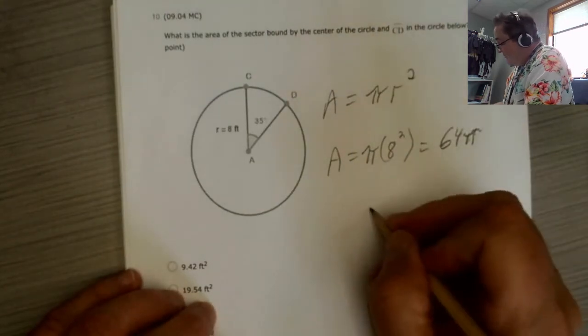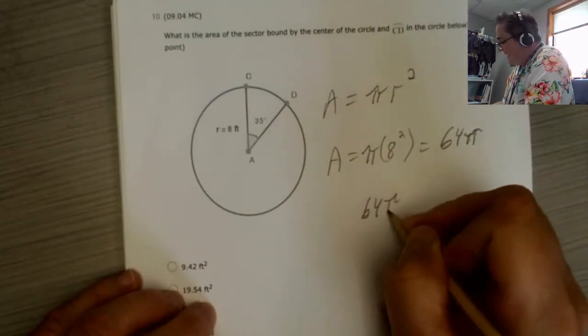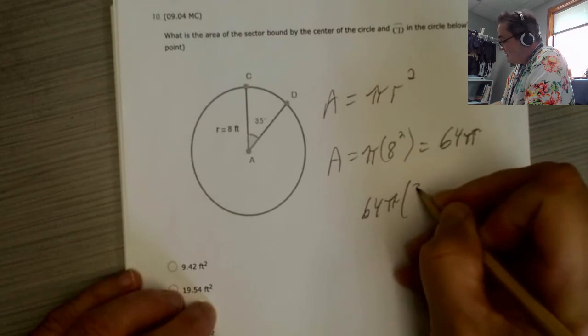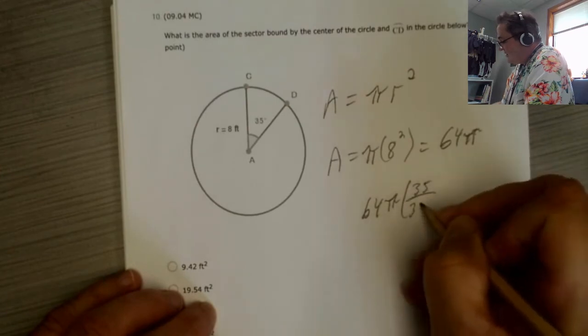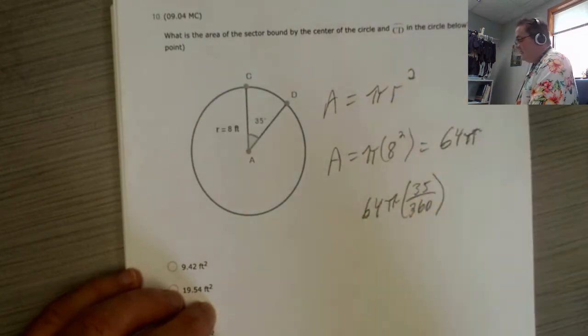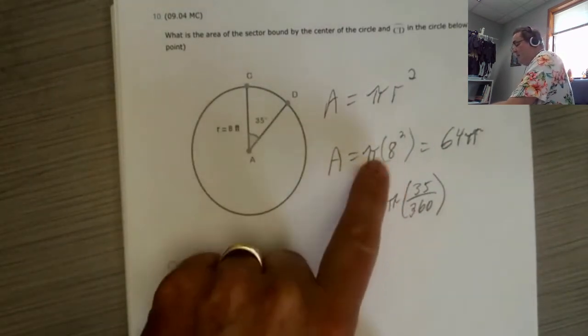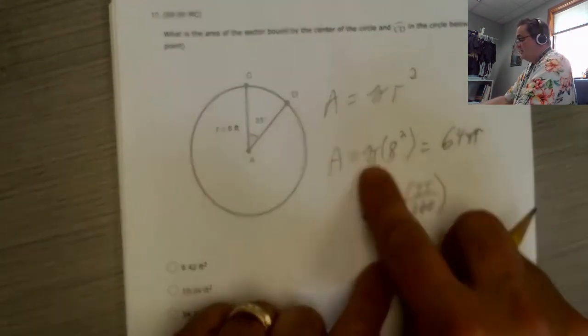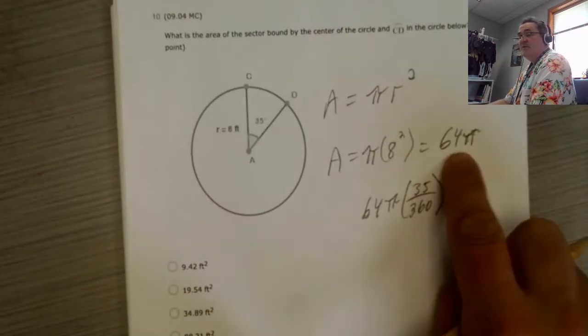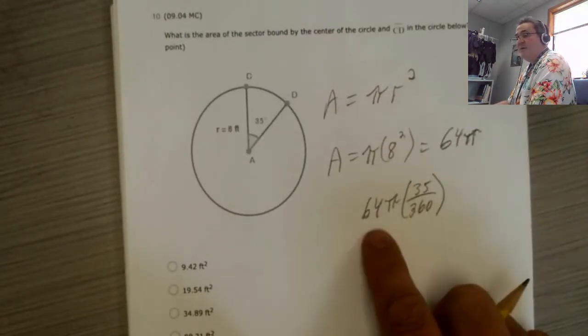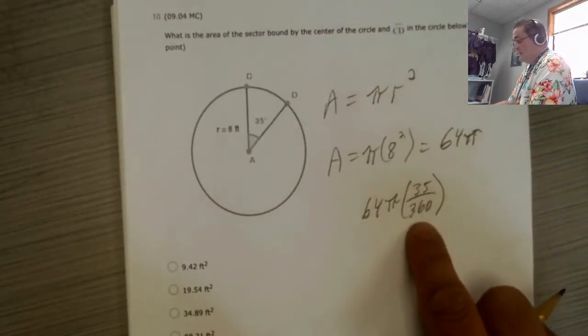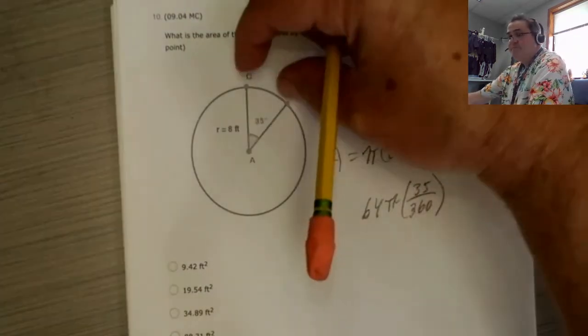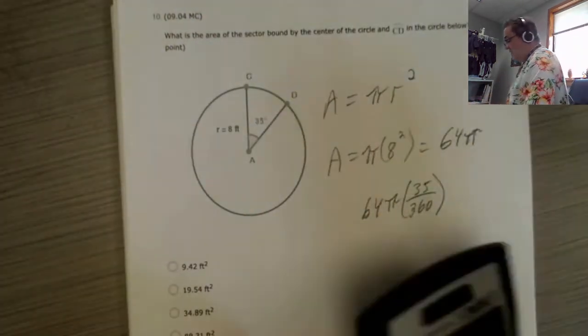But we don't want that. We want 64 pi times just 35 out of 360, right? Or 8 squared pi times 35 out of 360. But I went ahead and simplified that to be 64. 8 times 8 is 64. 64 pi times 35 out of 360. That's the ratio. That's the portion that we want of that whole thing.